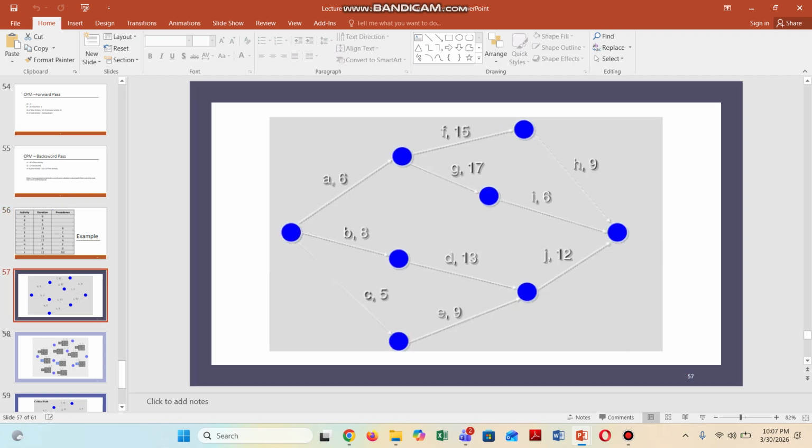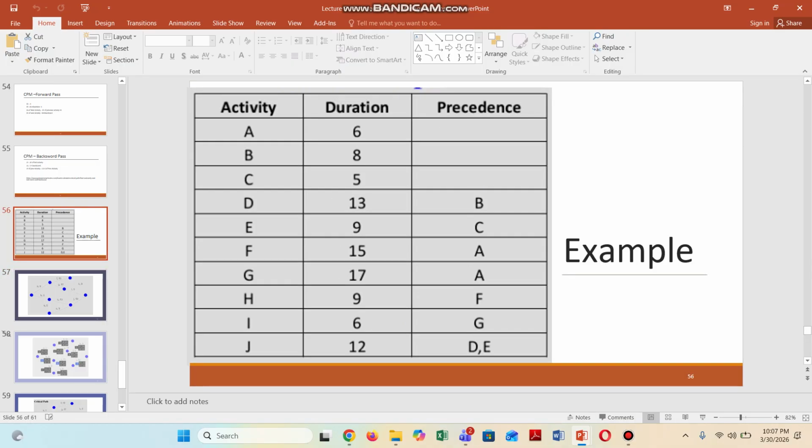So they all start at one point. Why? Because there is no precedent activity for these. Then F and G are dependent on A. So if you see in the previous example, F and G are both dependent on A.